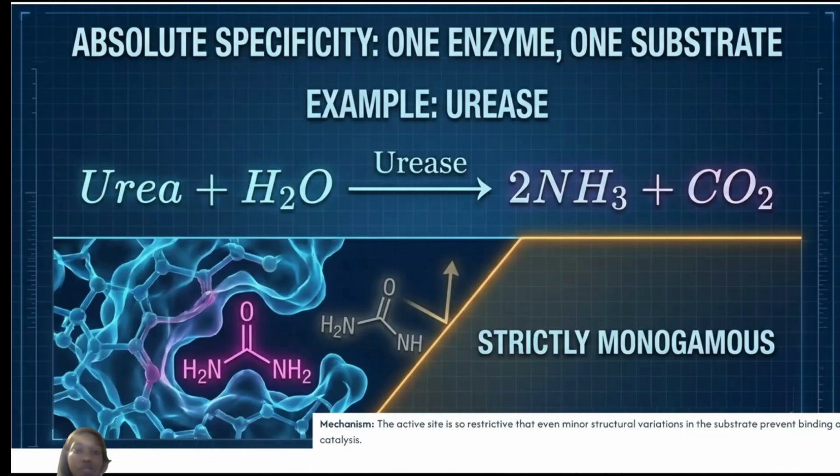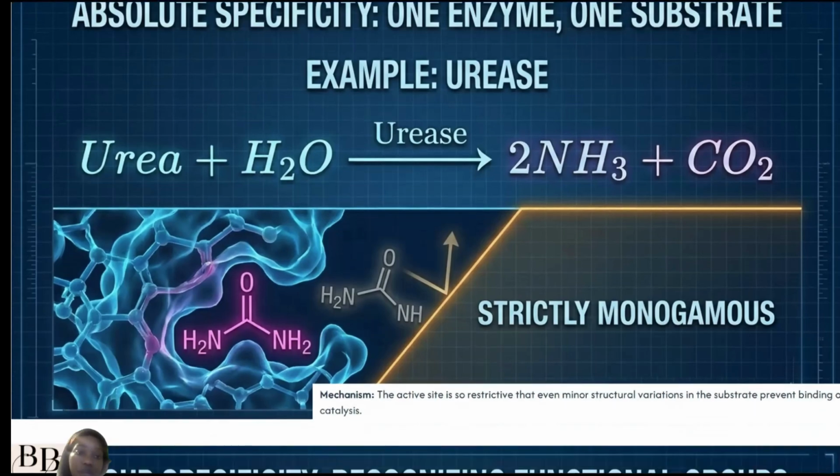Now, let's pick absolute specificity and try to zoom in. A common example is urease, which acts on urea, leading to the release of ammonia and carbon dioxide. Urease is only specific to its substrate, urea. If you present it with methylurea or hydroxyurea, it will not act on it. And this is critical for nitrogen metabolism.